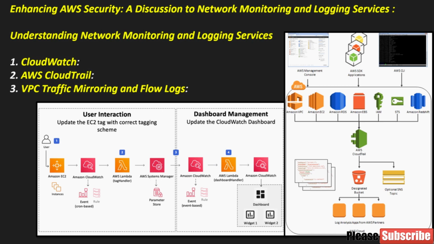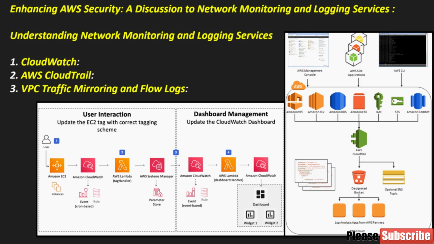The first point we need to talk about is understanding network monitoring and logging services. So what is CloudWatch? AWS CloudWatch is a comprehensive monitoring service that provides real-time insights into various AWS resources. It enables users to collect and track metrics, collect and monitor log files, and set alarms. CloudWatch alarms serve as an essential mechanism for alerting teams about potential security threats or breaches.